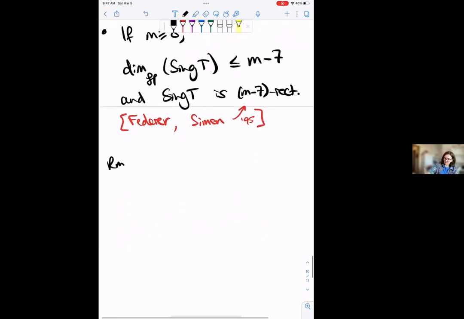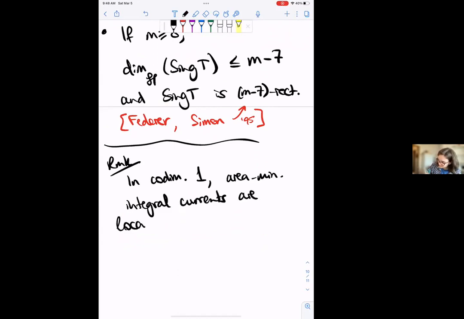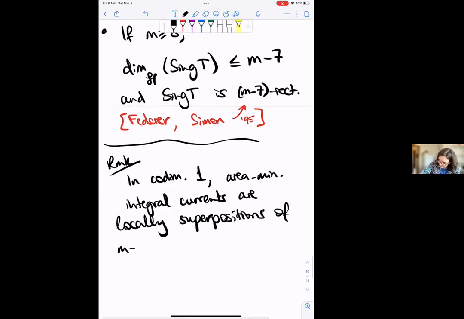So I guess, remark. In codimension 1, area minimizing integral currents are locally a superposition, with multiplicities of course, of m-dimensional boundaries of m+1 dimensional Caccioppoli sets.